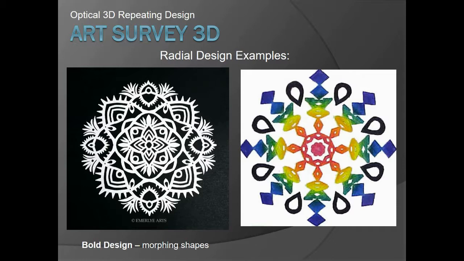Not everything needs to connect to the center part to still be a radial design. So in the image on the right, the teardrop shapes, they do not connect to that center circle. But they still feel like they're growing or extending out from that circle by how they're arranged around it.